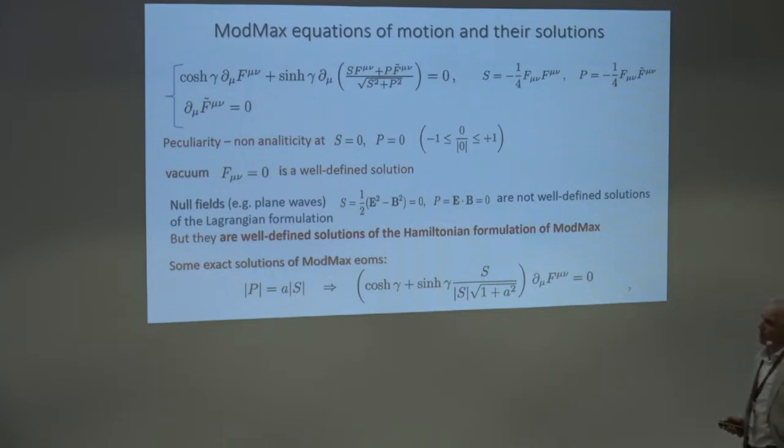But the vacuum is still a well-defined solution, though, for example, the null fields and the plane waves, which satisfy the conditions that S and P are equal to 0, are not well-defined solutions in the Lagrangian formulation. But it turns out that if you go to the Hamiltonian formulation of the theory, then the plane wave solutions are full-fledged solutions of the theory. Of course, because of the nonlinearity, it is not easy to find solutions of the theory, but at least some simple class of solutions can be easily found. For example, when P and S are proportional to each other, then these equations simplify and basically become linear.